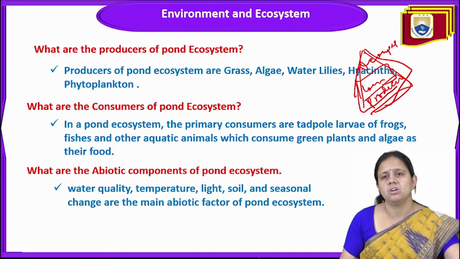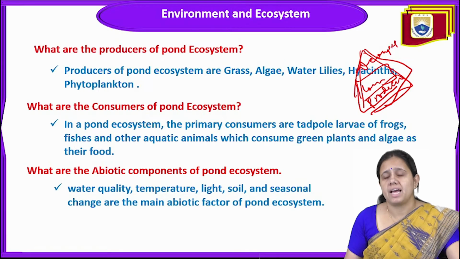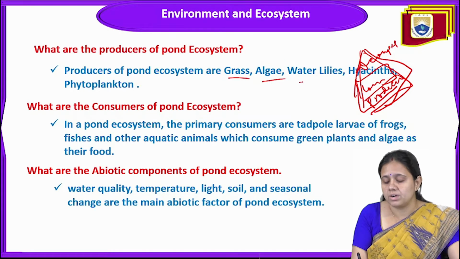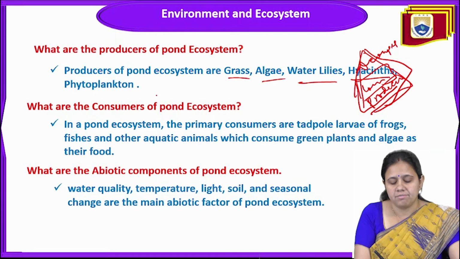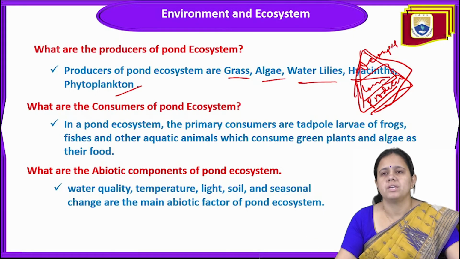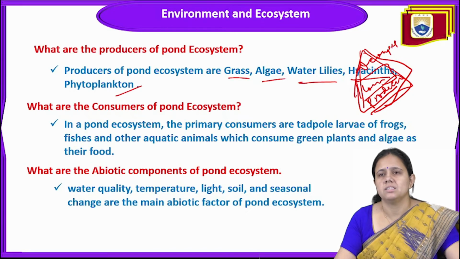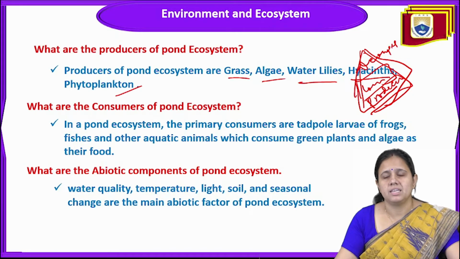So the producers of the pond ecosystem are some grass, algae, water lilies, water hyacinth, and phytoplanktons. They are the primary producers of a pond ecosystem. You can see that grass, algae, water lilies, water hyacinth, and phytoplanktons are there.